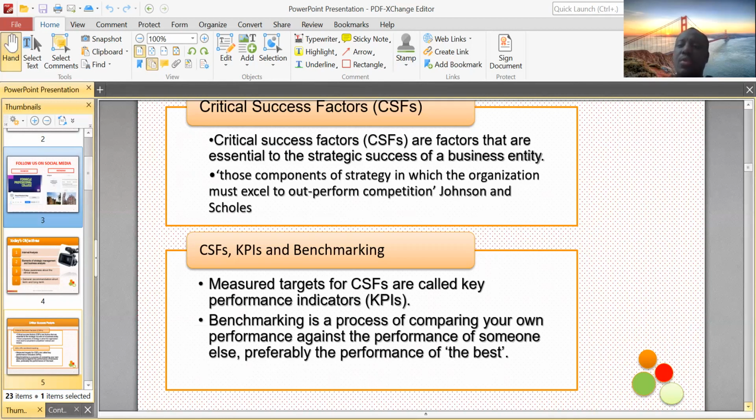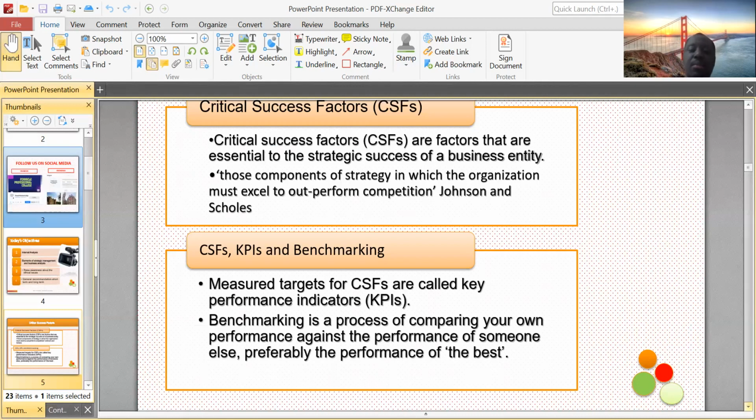The KPIs, or key performance indicators, are more measured. So if you mention something like customer convenience for critical success factor, a KPI for, let's say, a bank would be the number of online transactions. Because when customers are doing stuff online, it gives them convenience. It's convenient because you don't have to walk into the banking hall to do a transaction.